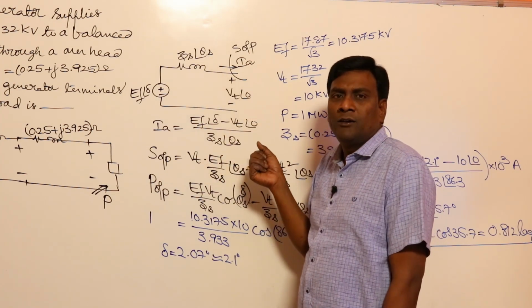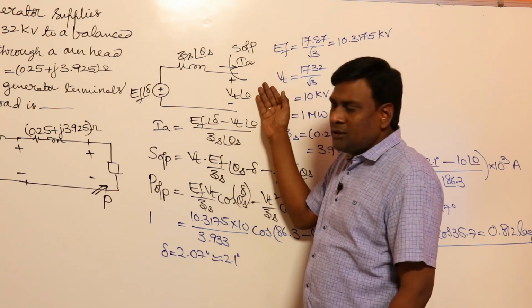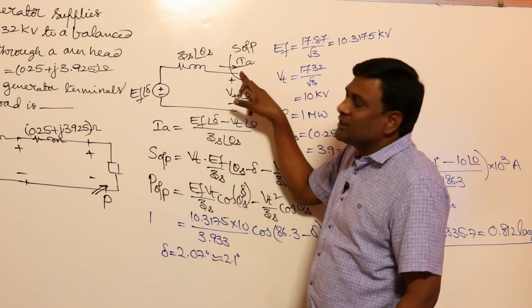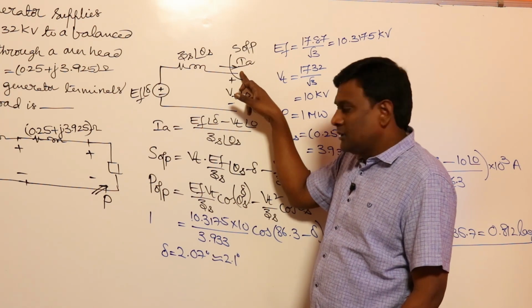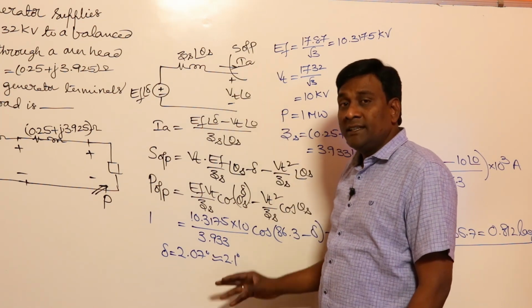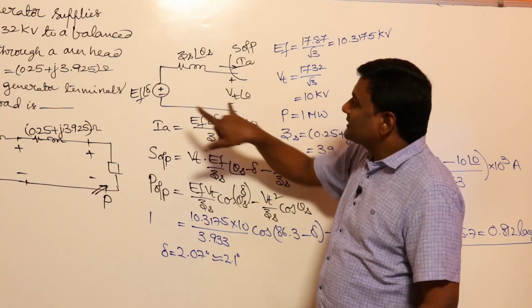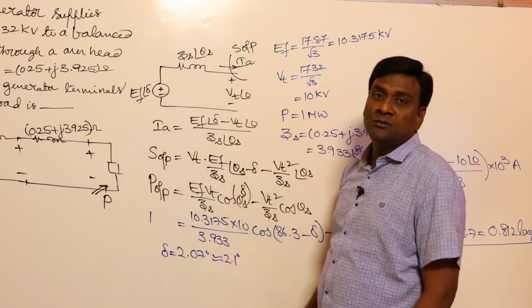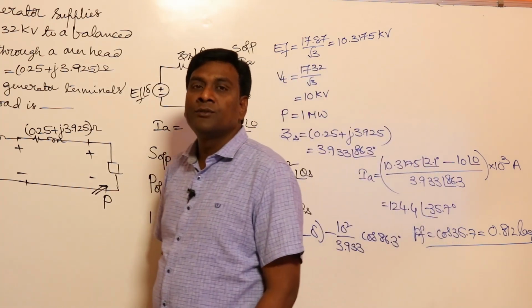That's it. From that current, S output is going to be Vt Ia complex conjugate. So did we remember anything? No, except this. Do we need to remember this? No, not required. Easily we can solve problems.